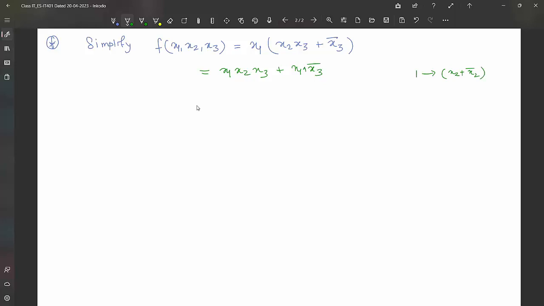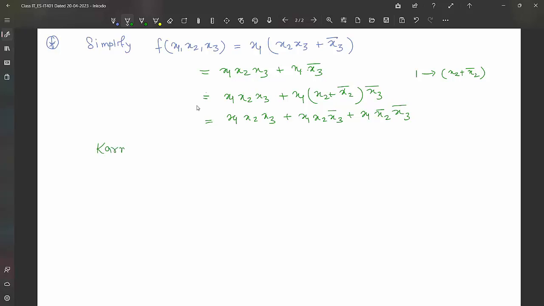So this is our aim. We take 1 here and then replace this 1 by x2 plus x2 bar to make it complete. So x1 x2 x3 plus x1 into x2 plus x2 bar and x3 bar. That means it is x1 x2 x3 plus x1 x2 x3 bar plus x1 x2 bar x3 bar. So this is the expression. After that make the Karnaugh map.